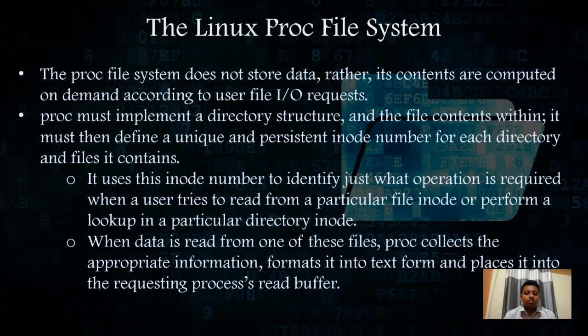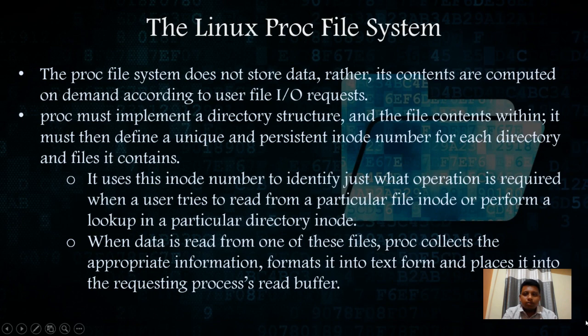It must then define a unique and persistent inode number for each directory and file it contains. It uses the inode number to identify just what operation is required when the user tries to read from a particular file or perform a lookup in a particular directory. When data is read from one of these files, proc collects the appropriate information, formats it into text, and places it in the reader's buffer.